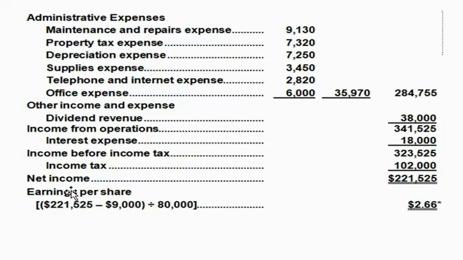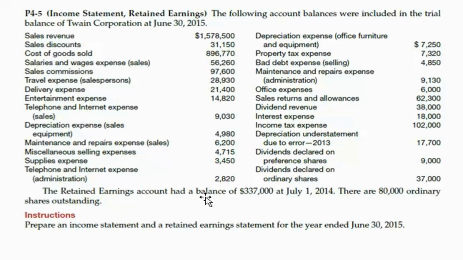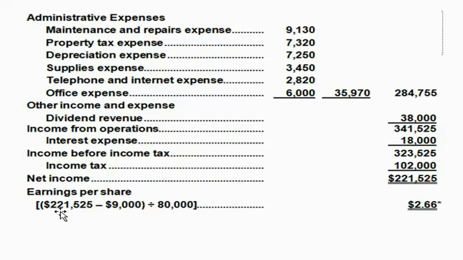After I reached net income, I must calculate the earnings per share. How do I calculate earnings per share? We agreed it is net income minus the preference shares over the weighted average of the ordinary shares outstanding. So we already have net income, minus the preference shares; it gives me that the dividends declared on the preference shares are 9,000, over the weighted average of the ordinary shares, which is 80,000 ordinary shares outstanding, which it specified for me. So the 221,525 net income minus the preference shares of 9,000 over the weighted ordinary shares will get $2.66 earnings per share.